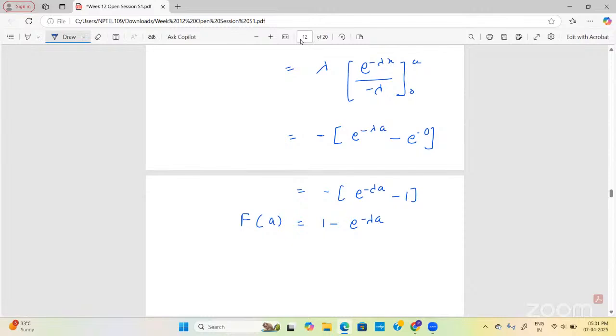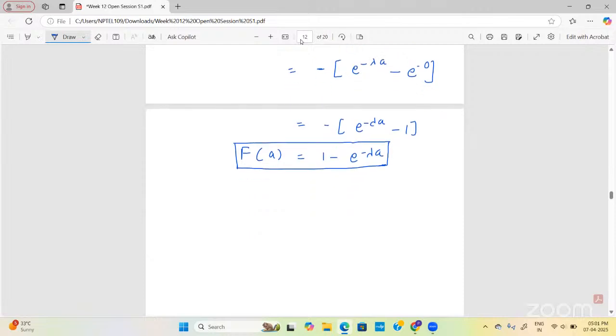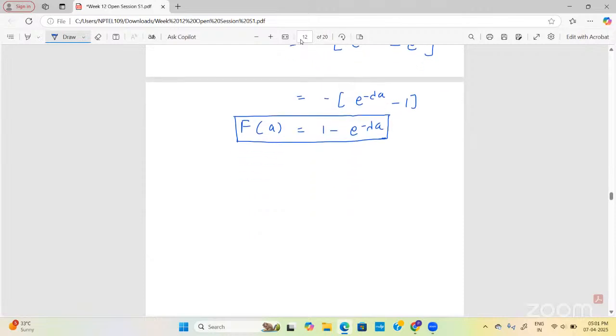Yes, ma'am. Okay, so this is the formula for the CDF. You can remember this one also, or you can solve it. But it's better if you remember, as it will save your time in solving the questions in the exam.